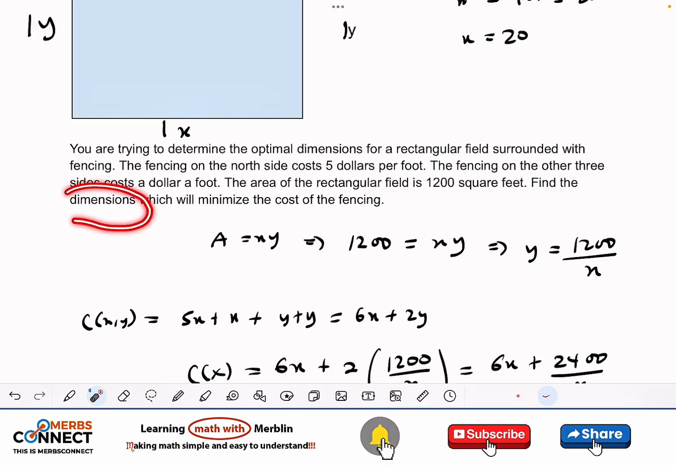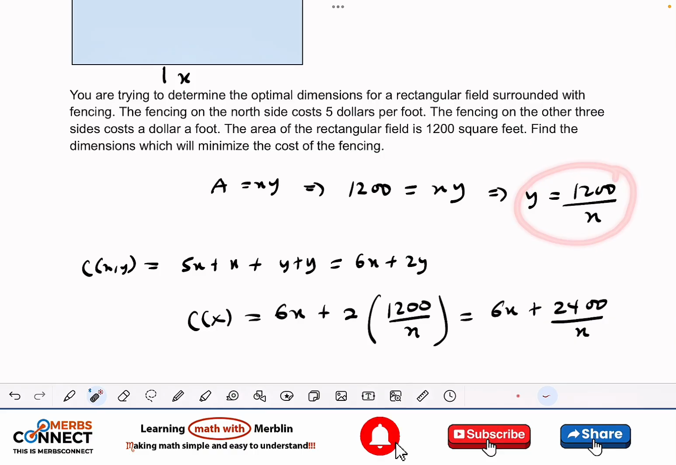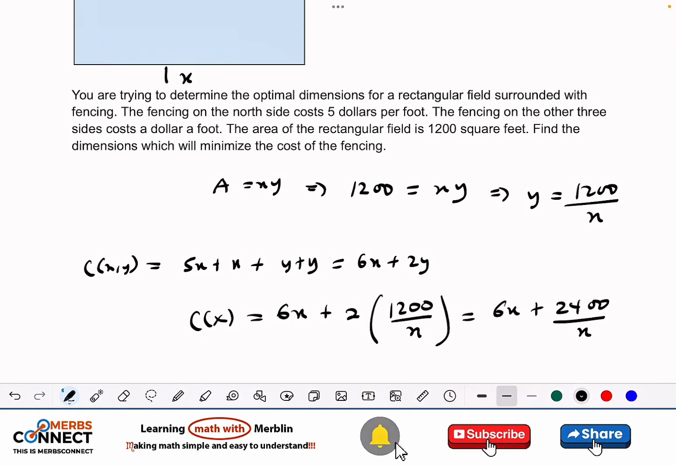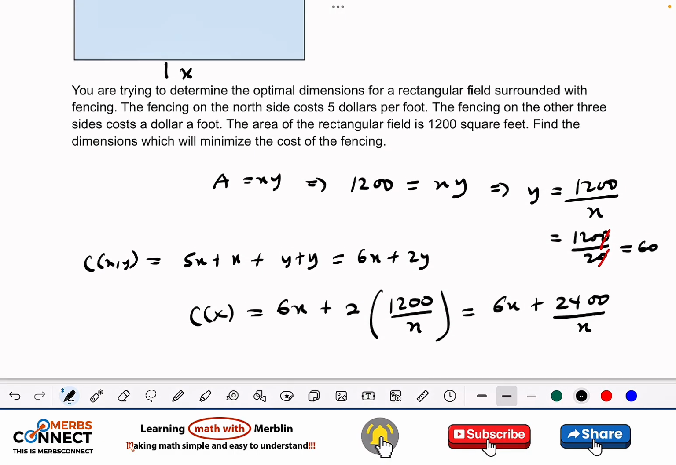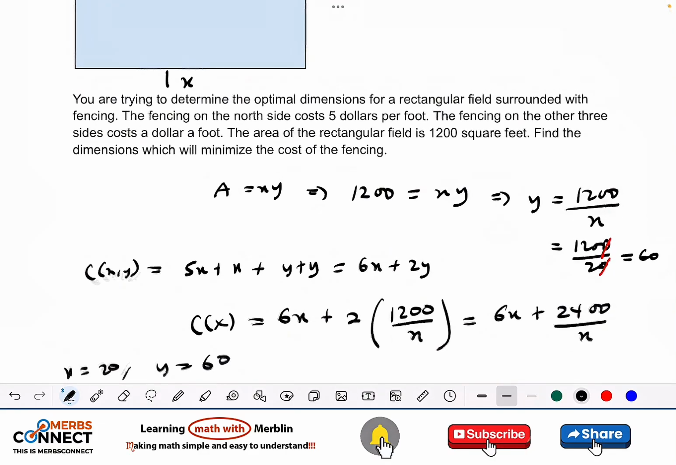But we want to look at the dimension. So we need to now find y. But we know that y is equal to this. So now what can we do? y is equal to this divided by 20. So we just need to divide this one by 20. The 0 will cancel, and then 2 goes into 120, I think 60. Yes. So the dimension that is going to minimize the cost is when we have x equal to 20 and y equal to 60. That's what you are going to get from here.